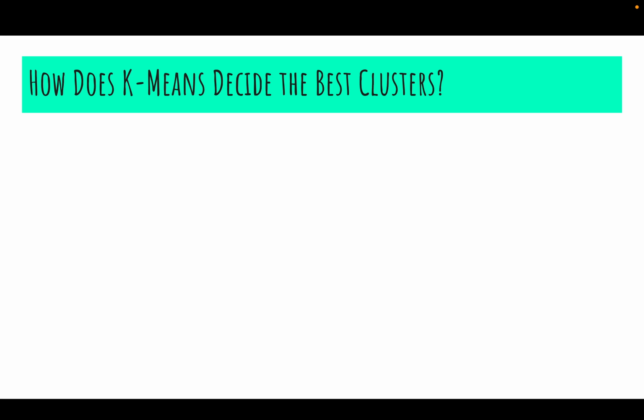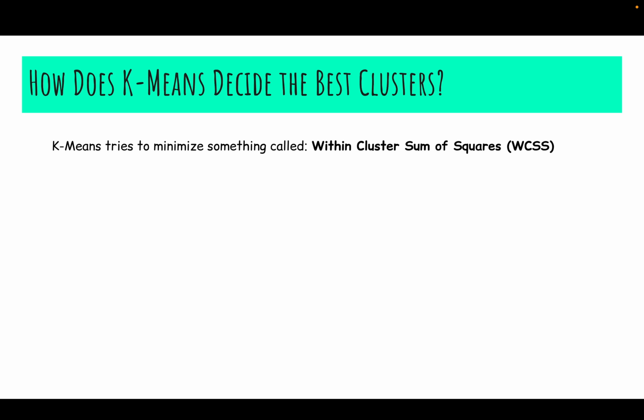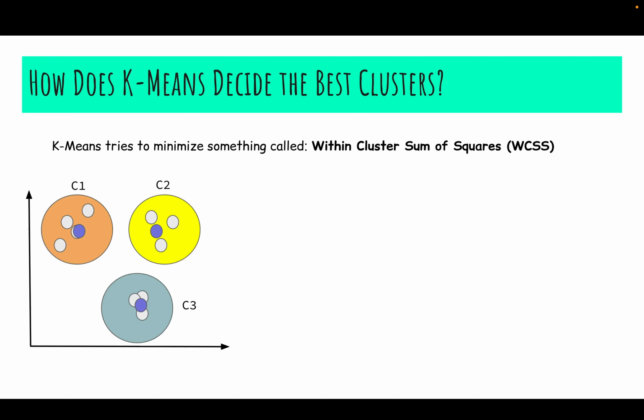So now let's understand how does k-means decide the best cluster. When you apply k-means on top of a data set, it is trying to minimize something called within cluster sum of squares. So let's understand that now. Consider we have 3 clusters, C1, C2 and C3.